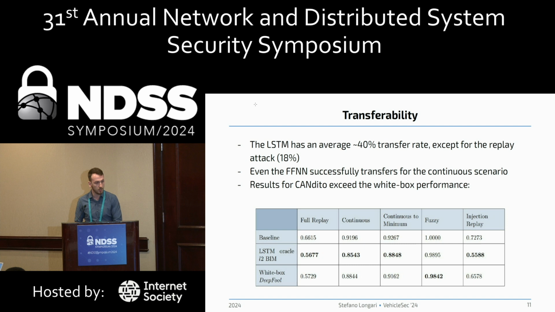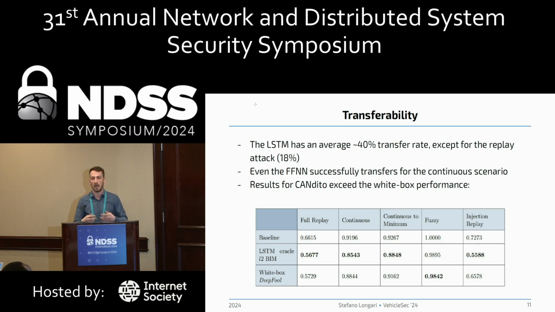Now, on transferability, we have tested an intrusion detection system with different oracles, and we have found that amongst our intrusion detection systems, the most effective one to be an oracle for others is the LSTM. The LSTM keeps a 40% transfer rate, which means that attacks that are considered evasive by the LSTM are, in 40% of the cases, evasive also for the other intrusion detection systems. And interestingly, the LSTM is actually a better oracle for Candito than Candito itself.